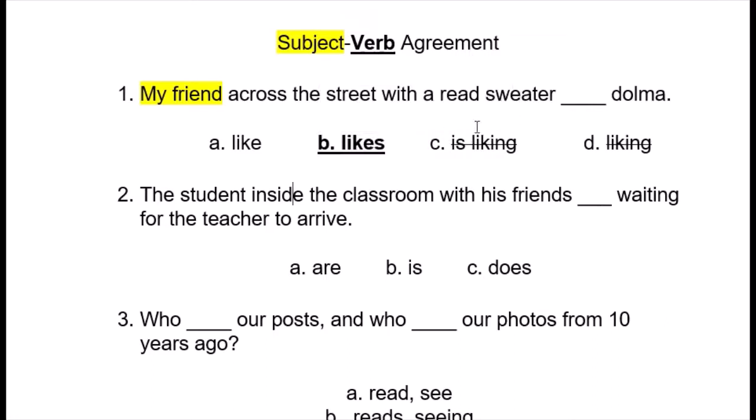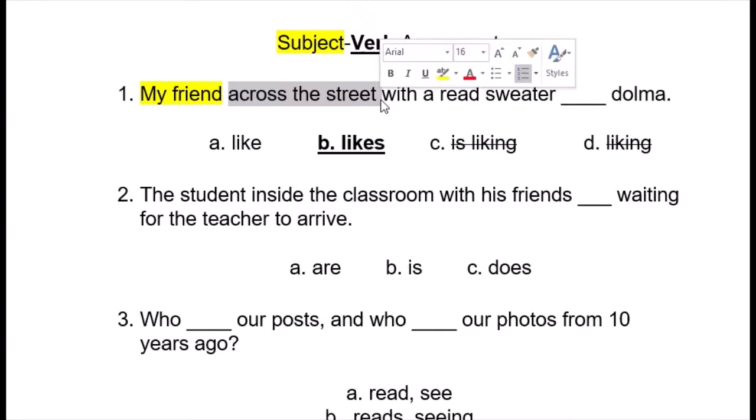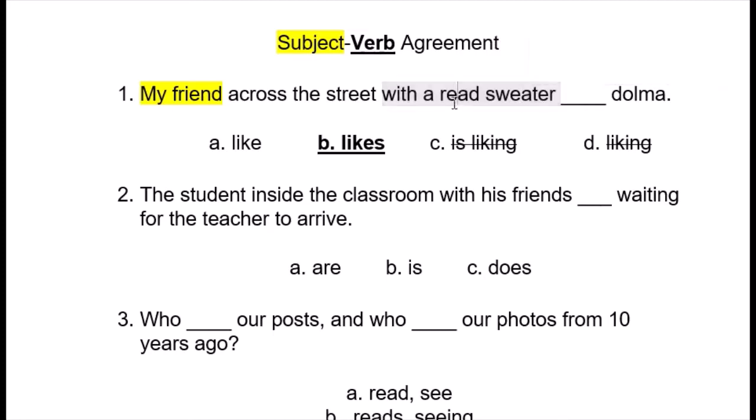Okay, so do not worry about the prepositional phrase. Across, preposition. The street, object of preposition. And don't worry about the other prepositional phrase. With, preposition. A red sweater, object of preposition. Sometimes when you're writing, you can put prepositional phrases after the subject before the verb, but you need to make sure that the verb matches the subject. It doesn't matter what is between them. You only have to put the verb form to go with its subject. That's the only thing you care about, okay?